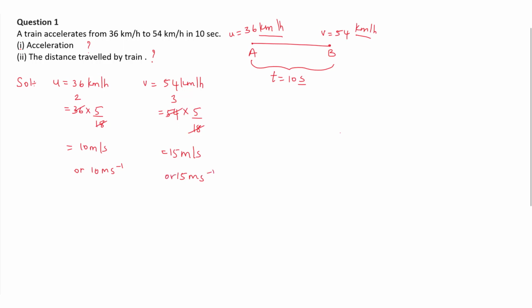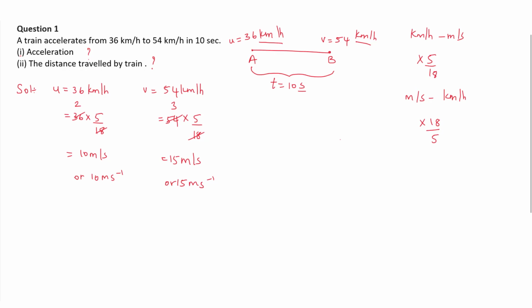So always remember, when you have to convert from kilometer per hour to meter per second, you have to multiply by 5 by 18. And when you are converting from meter per second to kilometer per hour, you have to multiply by 18 by 5. Okay, now that we have all the units in one dimension, the next step is to find acceleration.